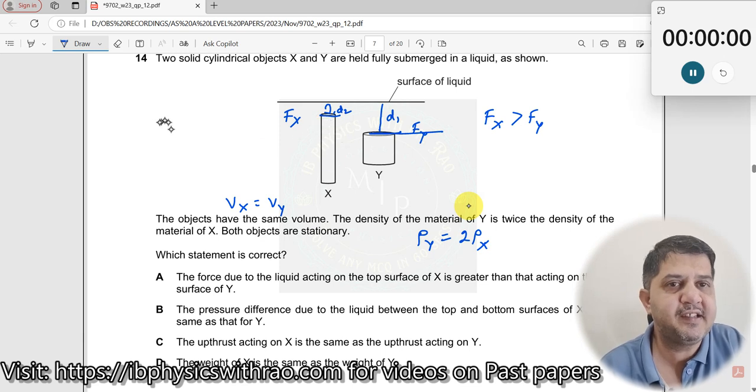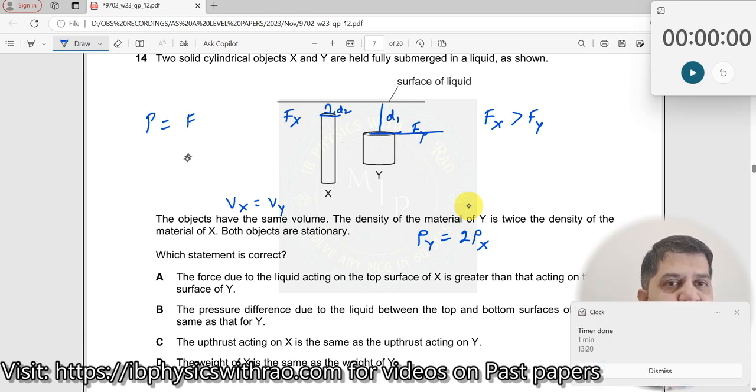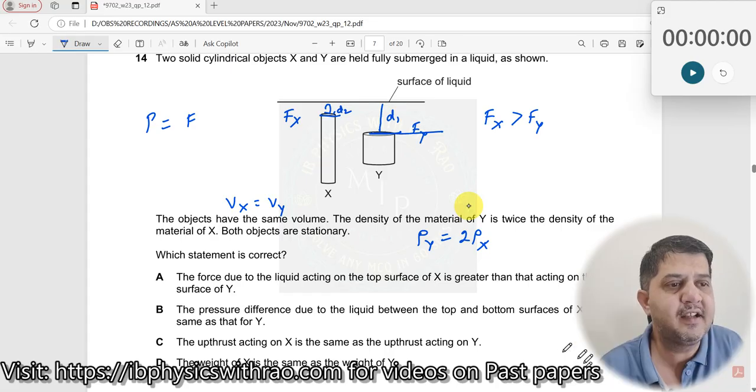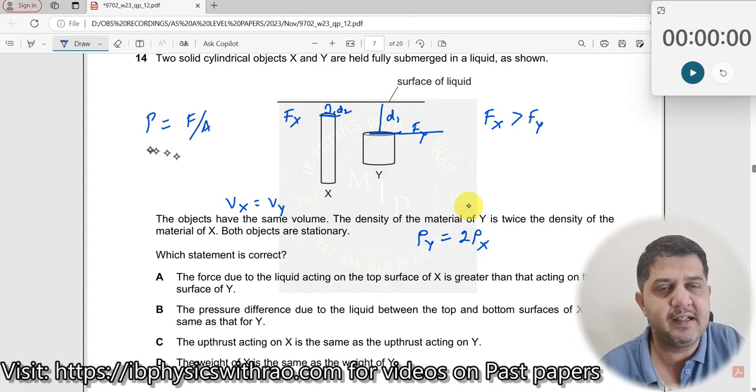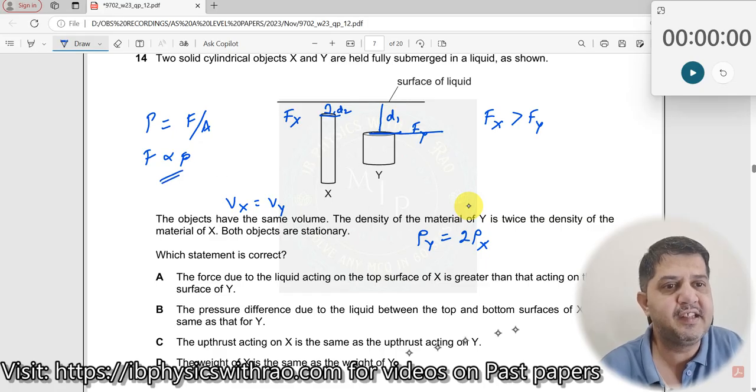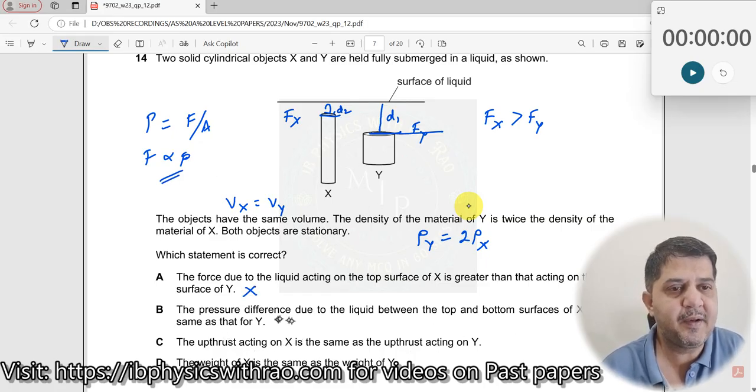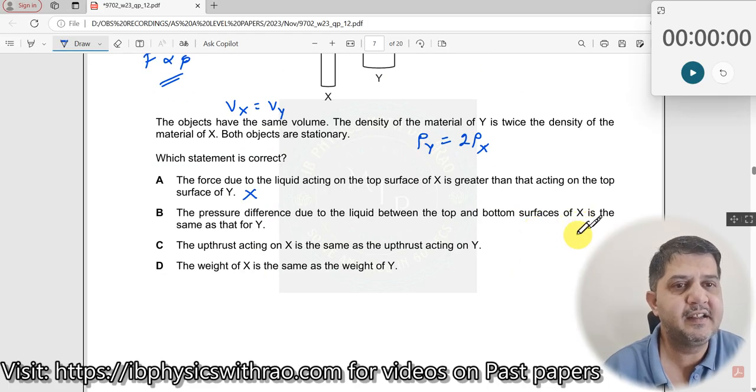So if pressure is higher, pressure is directly related to force per unit area. So you can say force is directly proportional to pressure. So therefore this is incorrect. The pressure difference due to the liquid between the top and bottom surfaces of X is the same as that of Y.